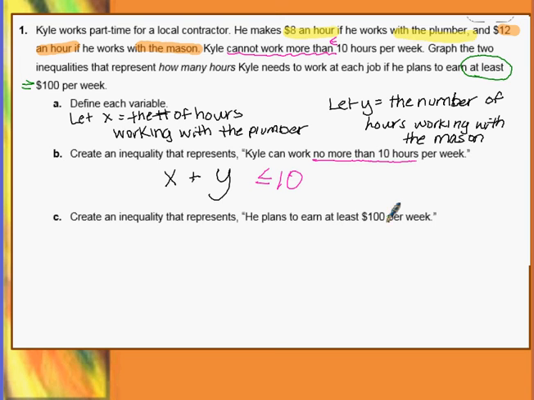Okay, but there's another constraint. We want him to earn at least $100 per week. So we want him to earn more than or equal to $100. To calculate how much money he's going to earn, we need to say he's going to make $8 multiplied with every hour he works with the plumber and $12 multiplied with every hour he works with the mason.